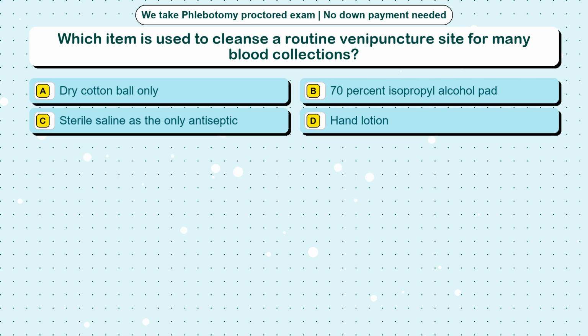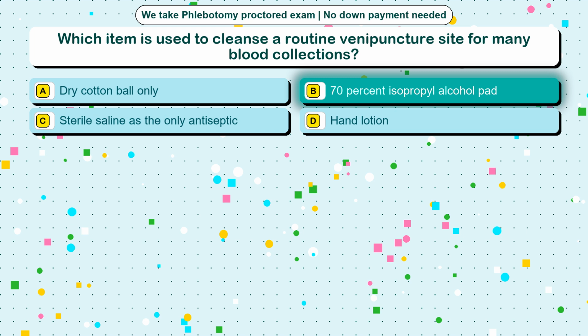Question 6. Which item is used to cleanse a routine venipuncture site for many blood collections? Option A. Dry cotton ball only. Option B. 70% isopropyl alcohol pad. Option C. Sterile saline as the only antiseptic. Option D. Hand lotion. The correct answer is option B.